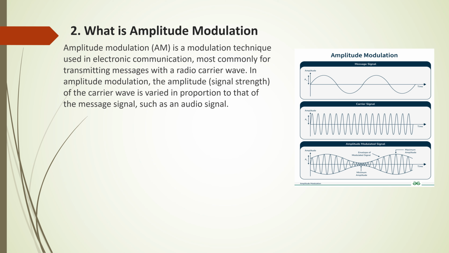What is amplitude modulation? Amplitude modulation is a modulation technique used in electronic communication, most commonly for transmitting messages with a radio carrier wave. In amplitude modulation, the amplitude (signal strength) of the carrier wave is varied in proportion to that of the message signal, such as an audio signal.